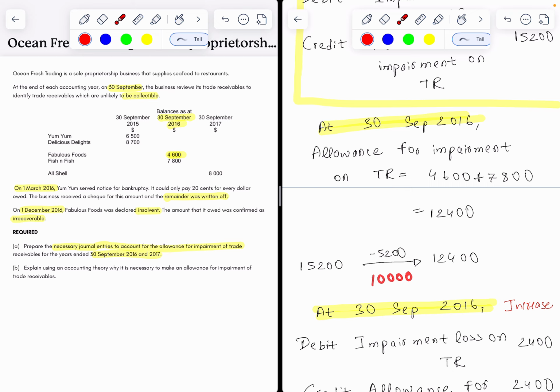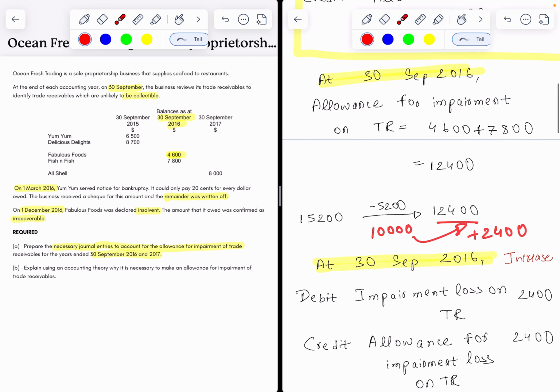And then at the end of the year, we have two new customers who may not pay us, and they are Fabulous Foods and Fish and Fish. The total amount that they may not pay us is $12,400. So from $10,000 to $12,400, there is an increase of $2,400, which is an increase in allowance for impairment of trade receivables. Whenever allowance for impairment of trade receivables increases, we have to credit it because, again, it is a contra asset account. And a contra asset account is an account which records all the reduction for a relevant asset account, and the relevant asset account in this case is the trade receivables account. So because the allowance is increasing, we'll credit it, okay, by $2,400.